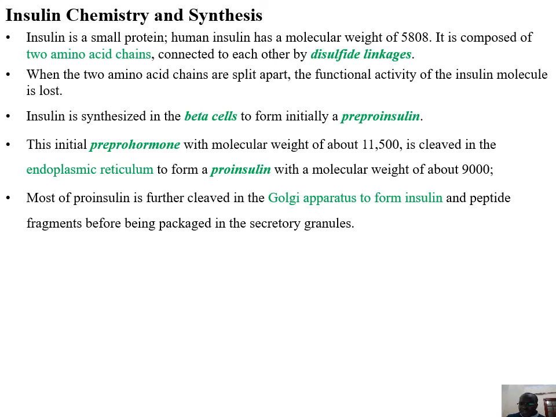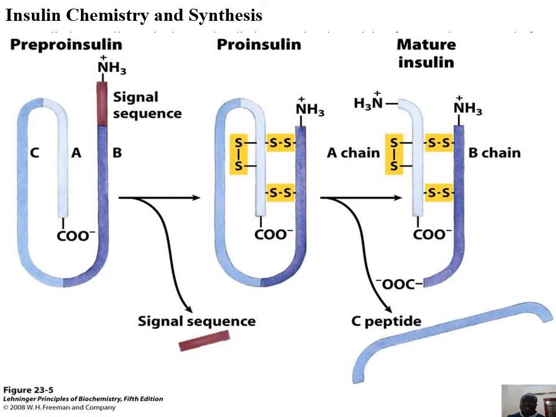Before being packaged into the secretory granules, just waiting for the signal for exocytosis. This is the sequence of production of insulin. So we say that it is produced as pre-pro-insulin in the rough endoplasmic reticulum.